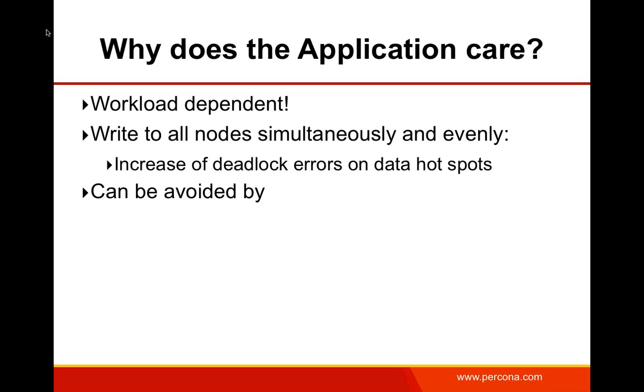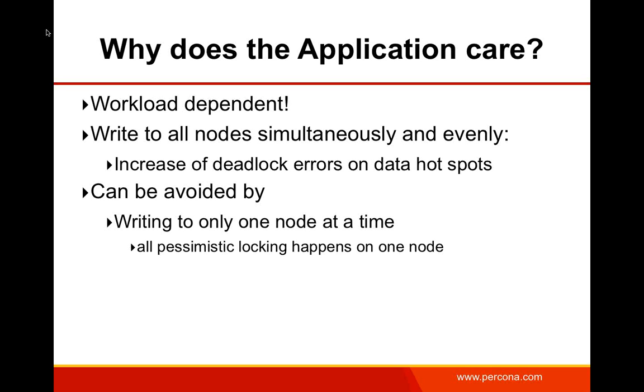Well, it's actually fairly straightforward. We can avoid it just by writing to one node at a time. And what that does is it puts all the pessimistic locking onto one node. So it's sort of standard InnoDB at that point. We have one node that's one chunk of data that's contentious, but we're doing all the locking for it in one place, so therefore we don't have to worry about the optimistic locking failing and issuing a rollback.